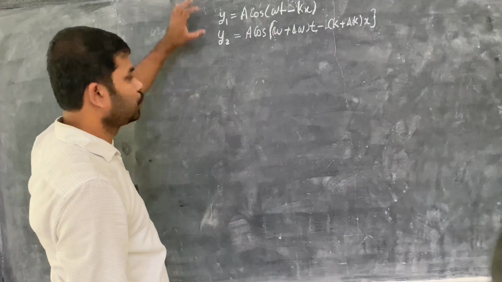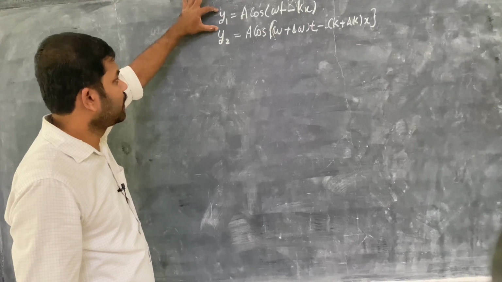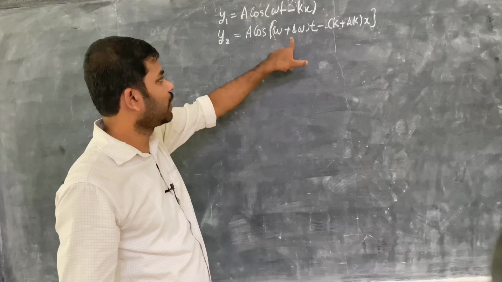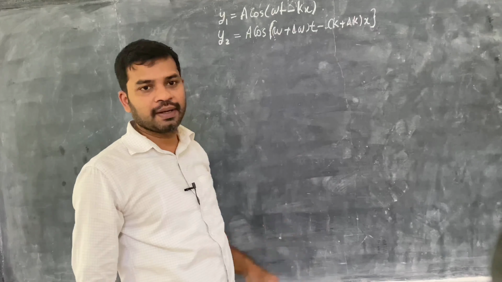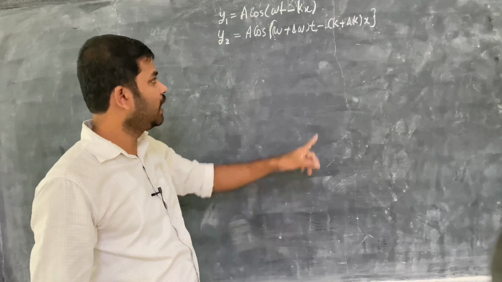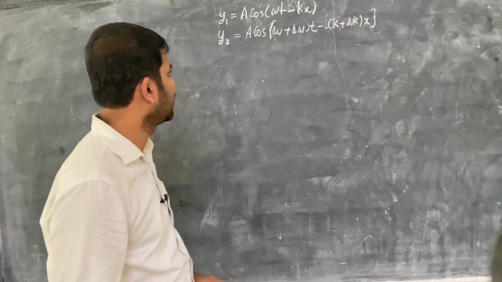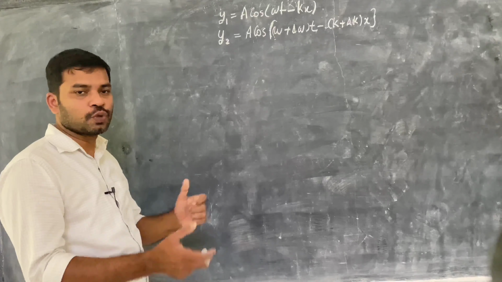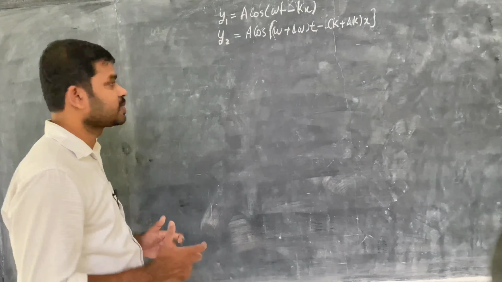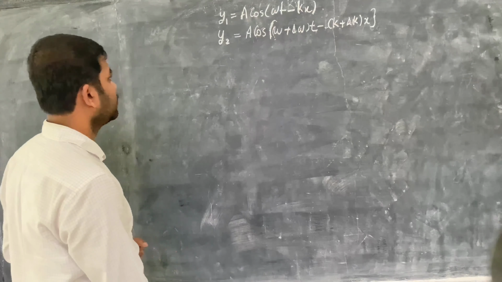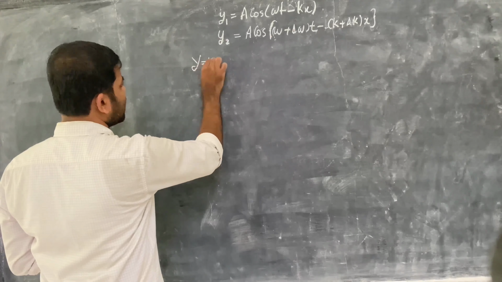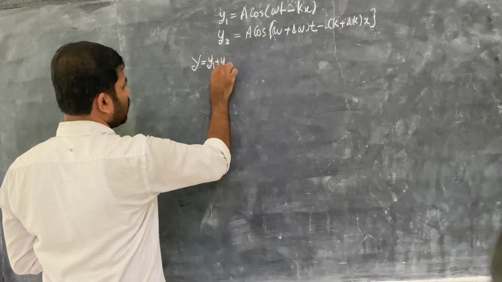So we have two waves, this is y1 and this is y2. This y2 has a different omega and a different k, represented by ω + Δω and k + Δk. Now these two waves superimpose and you get a new wave. That wave structure is called a wave packet.